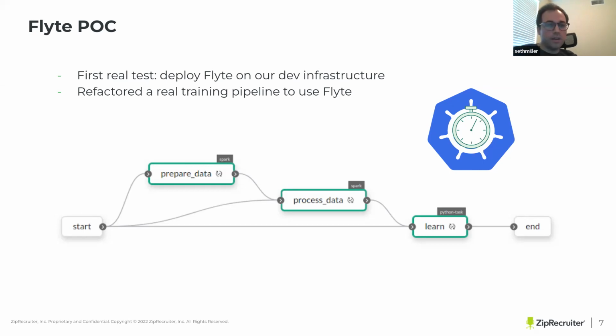But yeah, so once we got with Flyte, in parallel to standing up the Flyte infrastructure, I was working on refactoring a real model training pipeline to use Flyte. So we took an existing Airflow pipeline, took the model from it, and basically just ported it to Flyte. It's a pretty standard, simple pipeline, shown here. It has a data preparation step, a processing step, and finally a learning step for the training.